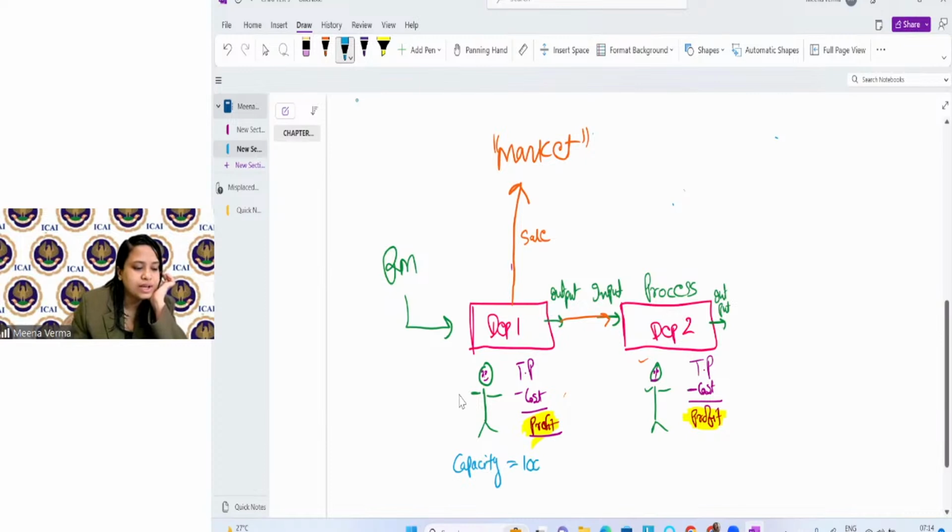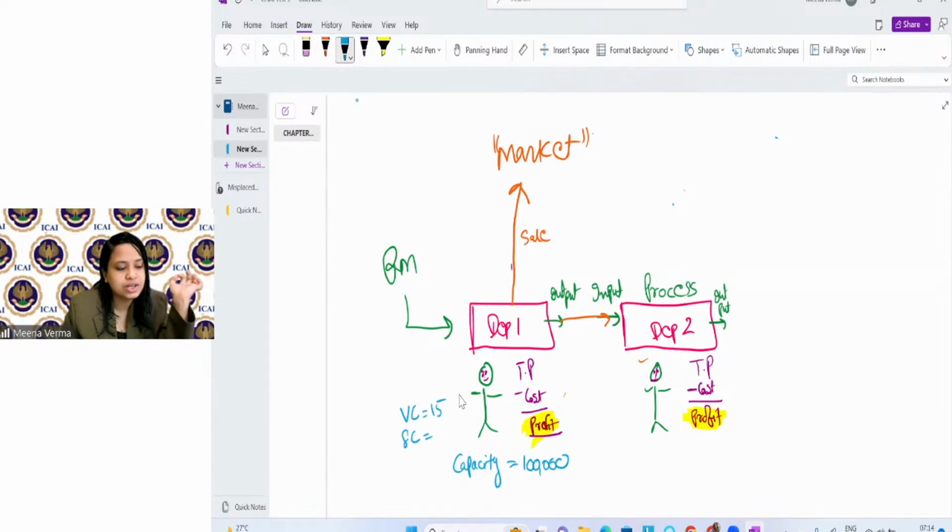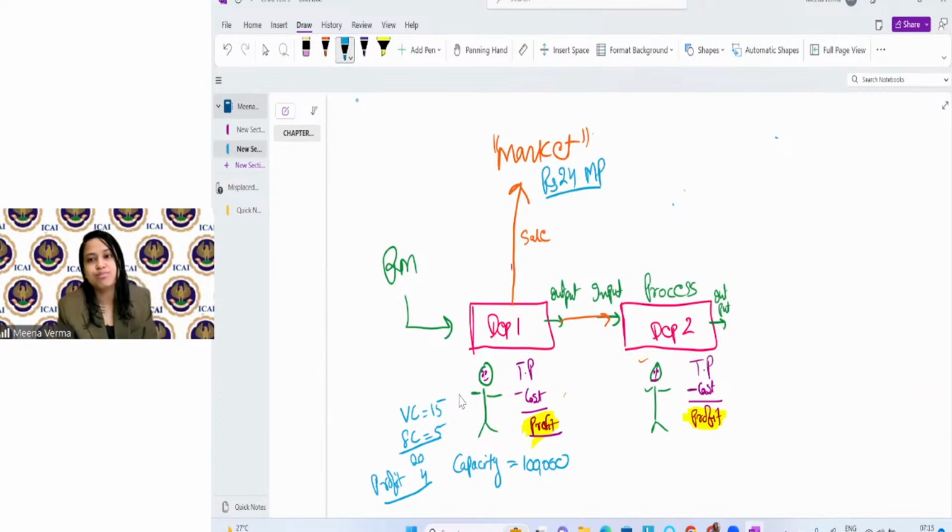is to produce 1 lakh units. The variable cost of the units which they are producing is 15. The fixed cost they are incurring is 5. This is the total cost, right? 20 is the total cost. Their expected profit is 4. And they can sell this product in the market at rupees 24. So 24 is the market price at which they can sell this product in the market.